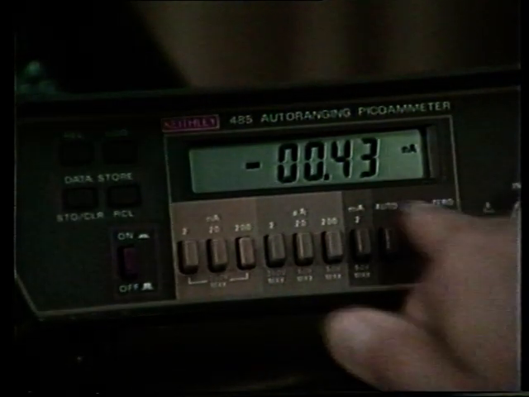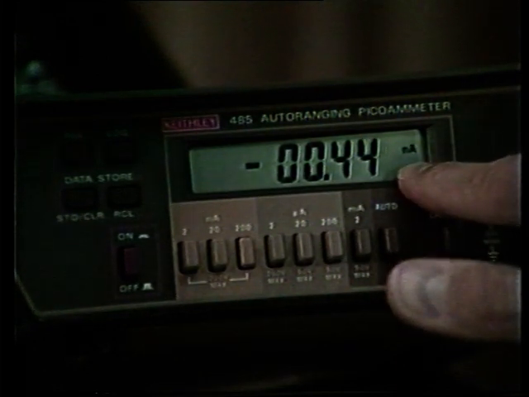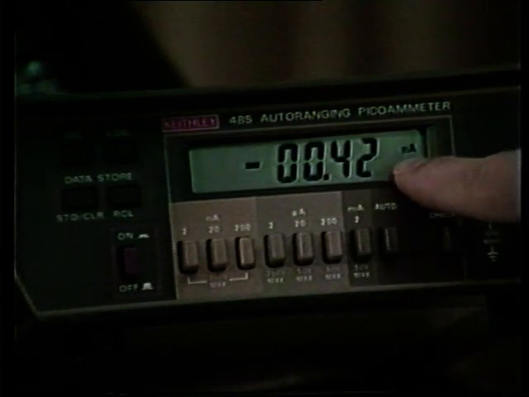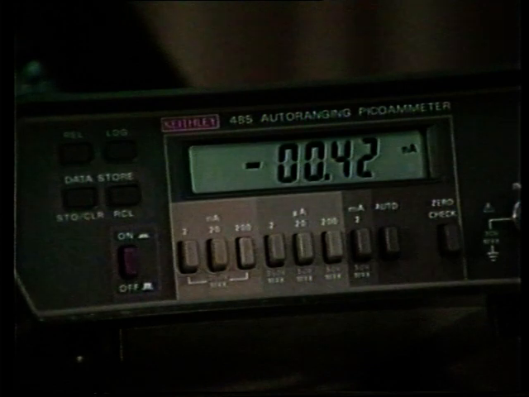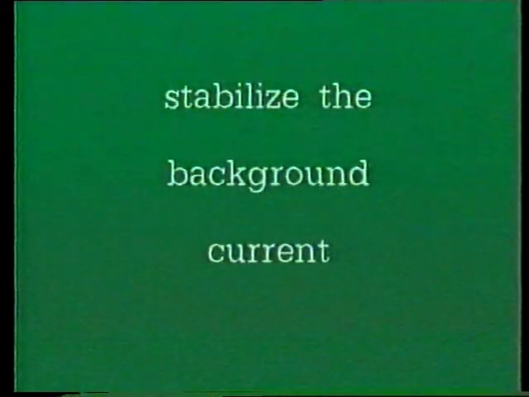We do want to be reading in the range of nanoamps, which we have here. We can see that we are on the proper range, being nanoamps. Again, we have no current right now to the specimen stage. So this is our background current. We want that to stabilize.